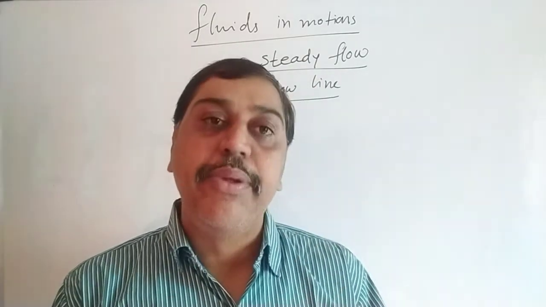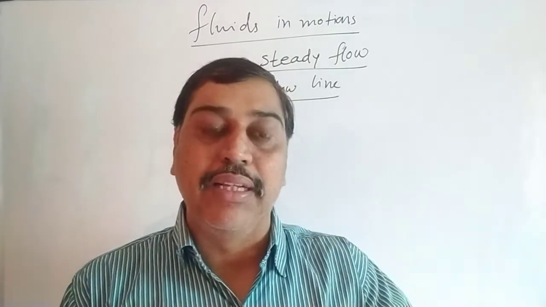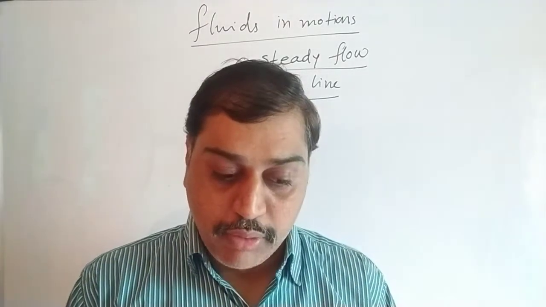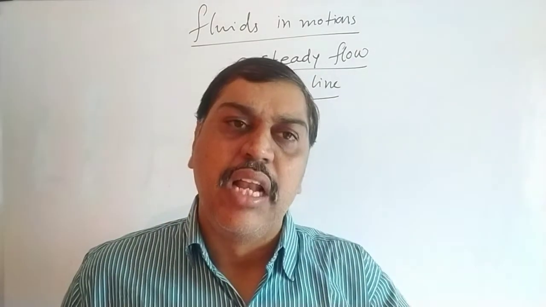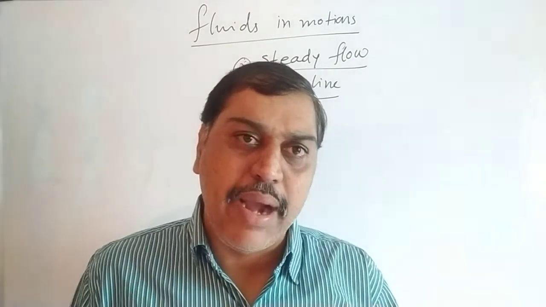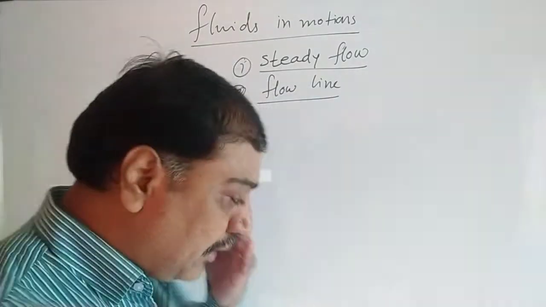Path of individual particle in the fluid which are flowing, that individual particle path is said to be flow line. It is said to be flow line for that individual particle. So there are large number of molecules, large number of particles, large number of flow lines in the pipes, we can say.